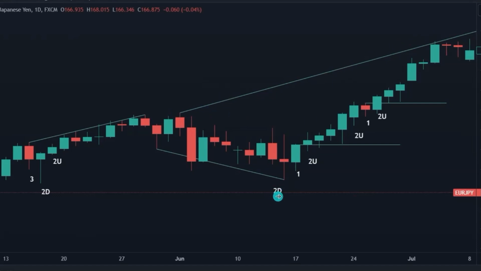This is one of Rob Smith's patterns, a 2 down, a 1, and then a 2 up. So we have price moving to the downside, then consolidating with a 1 candle, and then once price broke this level, that is your entry to the upside. This is also a 2-1-2 pattern, but this is a continuation, not a reversal. This is a reversal pattern.